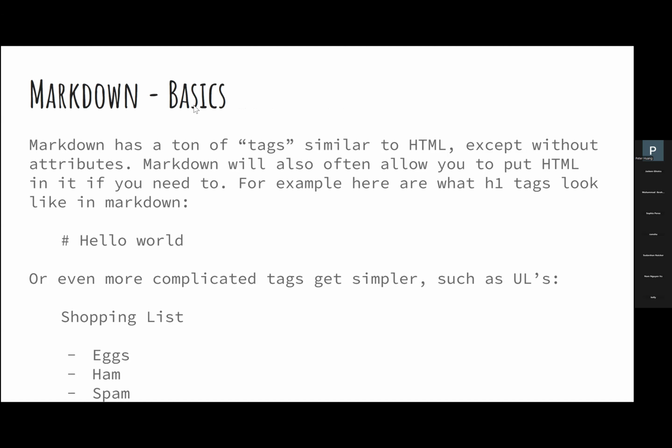So then here we have some basics. Markdown has a lot of tags similar to HTML, except without attributes. And Markdown will also often allow you to put HTML in it if you need to. So if you want to do the H1 tags, they look like this in Markdown, with one hashtag, hello world. Or even more complicated tags can become simpler, such as the ULs, unordered list. So then you have a shopping list, and then you have eggs, ham, and spam. Simply written out, you don't need any fancy tags and all the other extra components that are in HTML. And once again, these help with displaying information that usually another user would read.